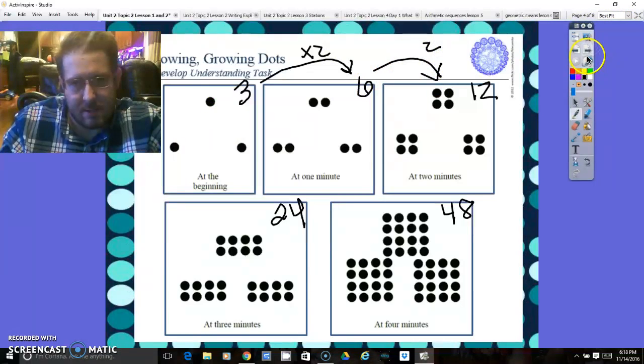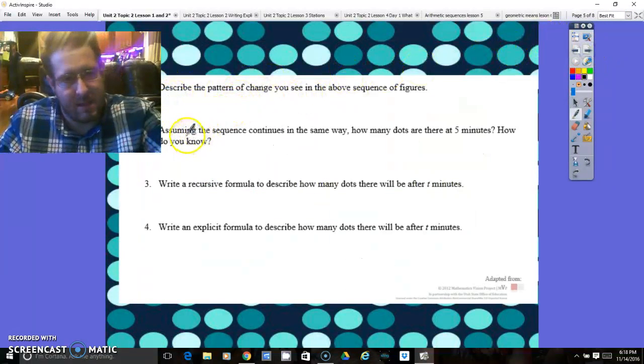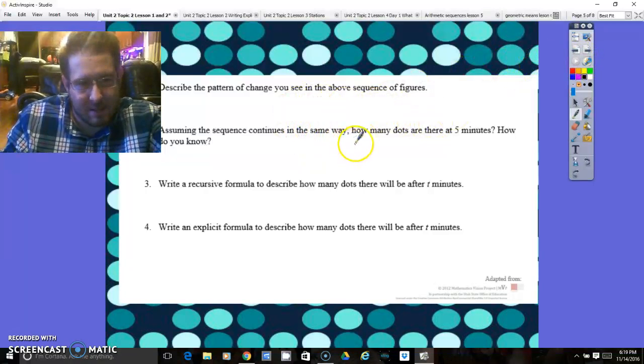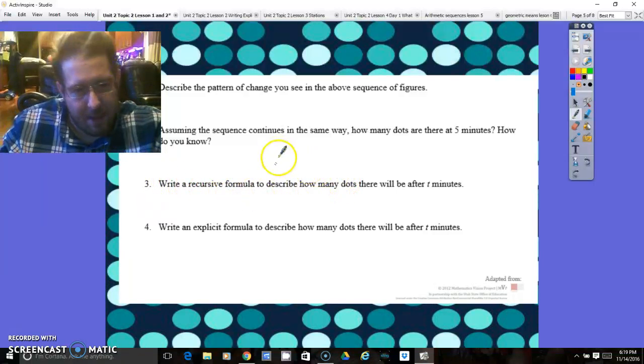All right, so let's use that information to answer some questions. Describe the pattern change you see in the figure. I just said that. Assuming the sequence continues the same way, after 5 dots, that would be 96 because you just multiply 48 times 2. Write a recursive formula to describe that. Okay, recursive formula. First time we've seen this.